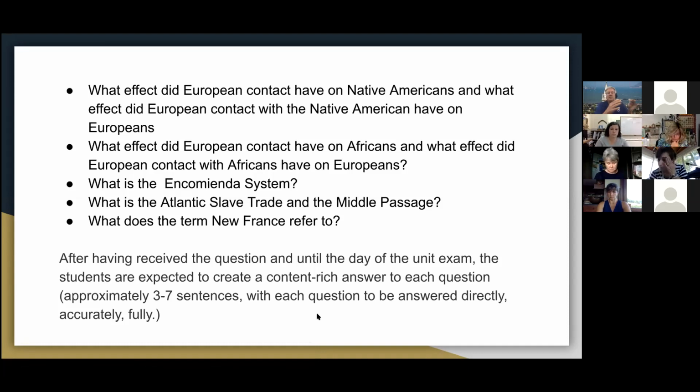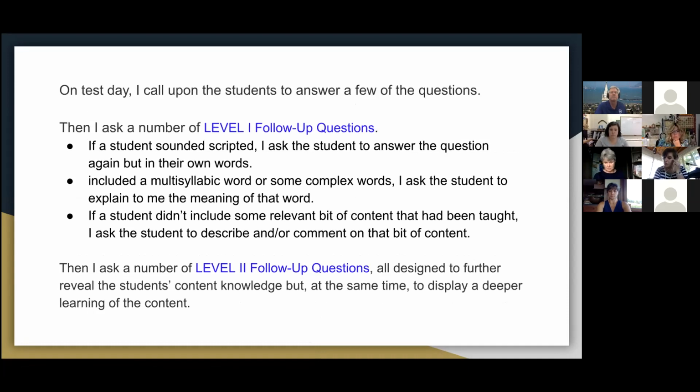I give them the entire period, meaning the entire length of time that we're spending on Unit 1, to find the answers, to create the answers, 3 to 7 sentences. And then on test day, I will give them a multiple choice test. I will give them the very same test I've always given.